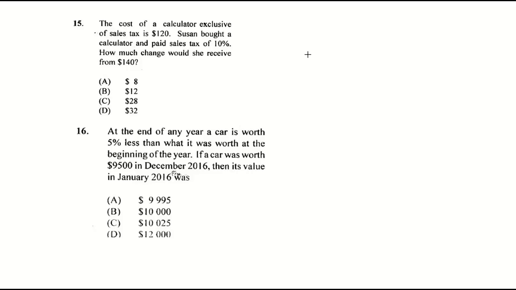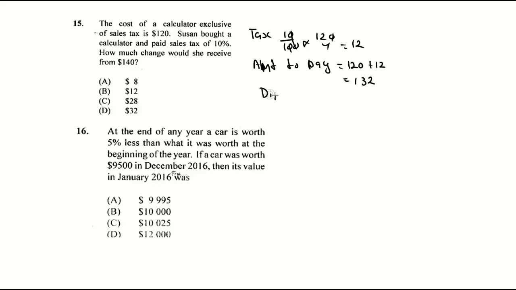Susan bought a calculator and paid a sales tax of 10%. How much change would she receive from a 140? So first off, let's find out her sales tax. So the tax is 10 over 100 multiplied by 120 over 1. Cross out, cross out, cross out. That's 12. So the amount to pay is 120 plus 12, which is 132. So the difference is 140 minus 132, which is equal to 8. So A is your answer.